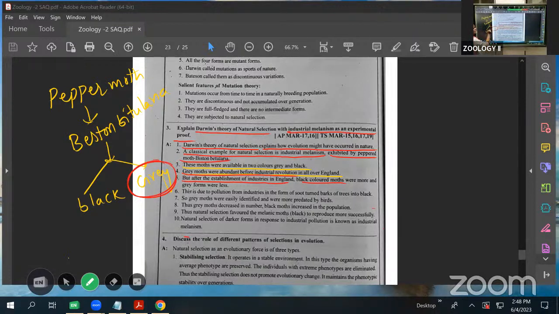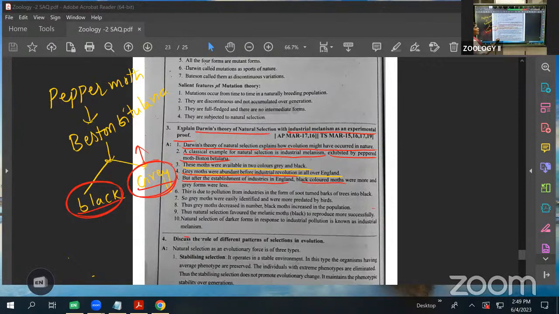After the industrialization, the soot comes and the tree barks become black in color. The black moths settle on the barks and are not visible to the predators. That's why the black moths are more. Before the establishment of the industries, the gray color is more. After the establishment of the industries, black color is more.